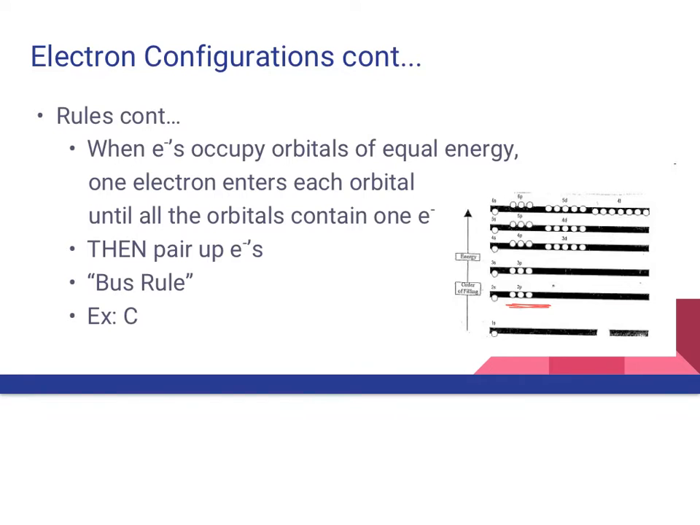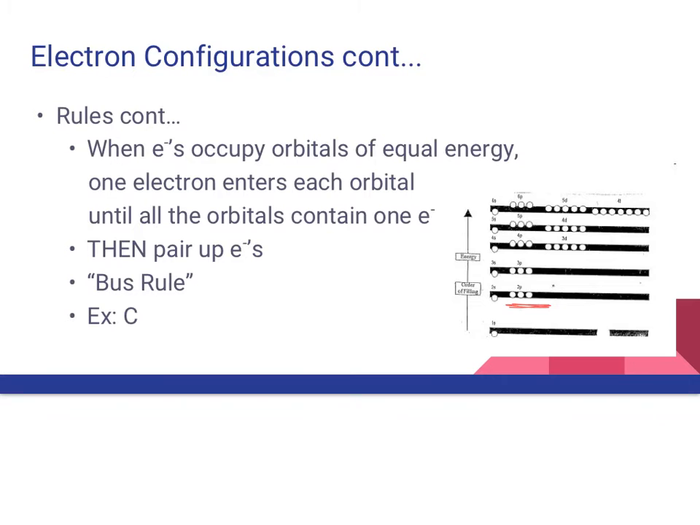Sometimes this is referred to as the bus rule, because if you were to get on a crowded bus with people you didn't know, your chances of sitting with someone you don't know aren't going to be as high if there's an empty seat. If you walk onto a bus and there's an empty seat, you're going to sit in that empty seat. Typically, everyone will sit in an empty seat until all of the empty seats are full, and then people will start to pair up. That's how it works with electrons.